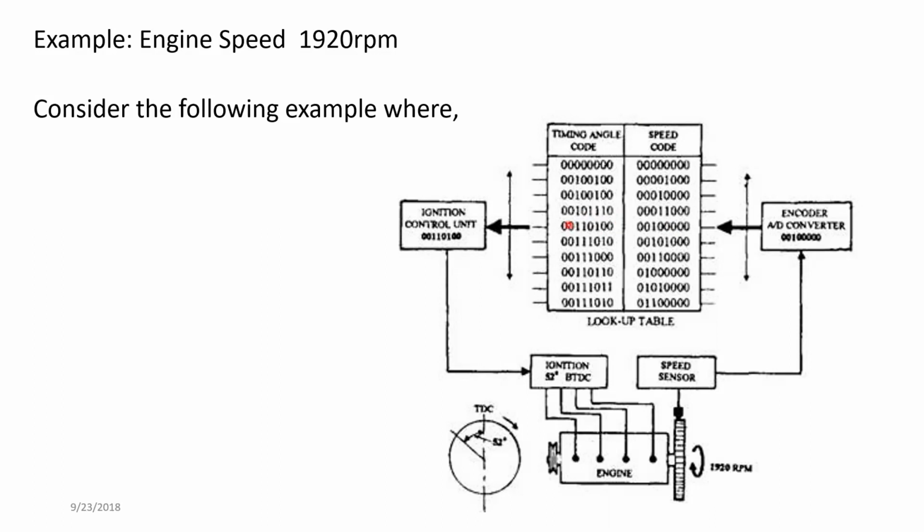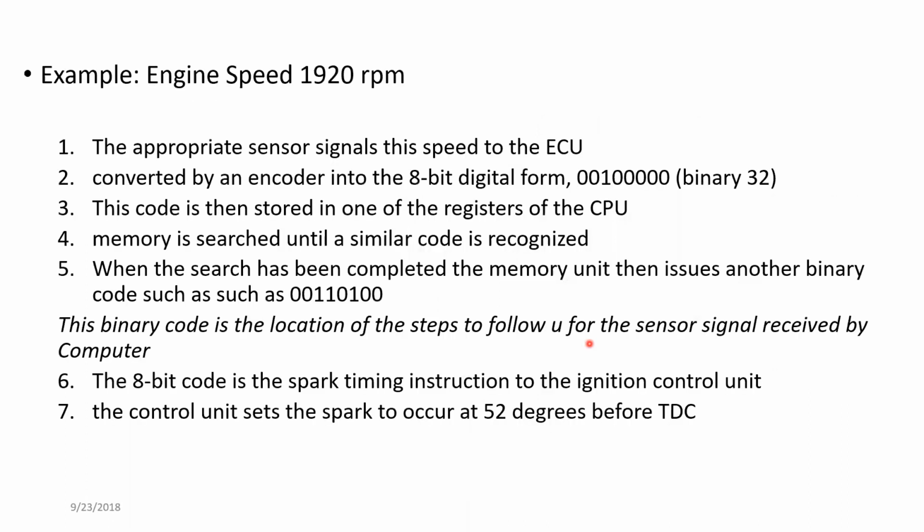Once you find the similar value, it's sent to a set of instructions. The instructions in this case are the timing angle code, how much ignition timing advance has to be put. This is again a digital signal, which is turned into a decimal value or electrical signal, saying how much advance has to be sent to the ignition control unit. Then the ignition control unit applies it at 52 degrees before TDC ignition advance, right? So this is what actually happens in the engine.